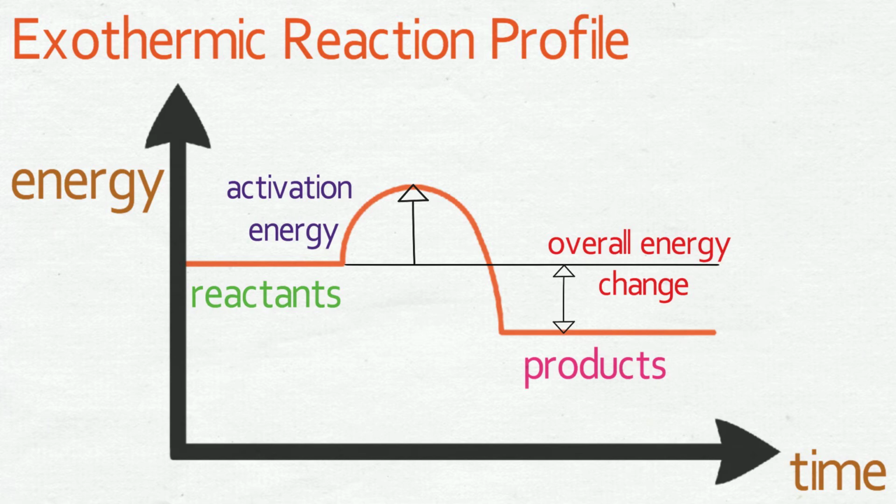An example of an exothermic reaction is respiration. When you exercise, your body is undertaking a great number of respiration reactions, which results in you becoming warm.